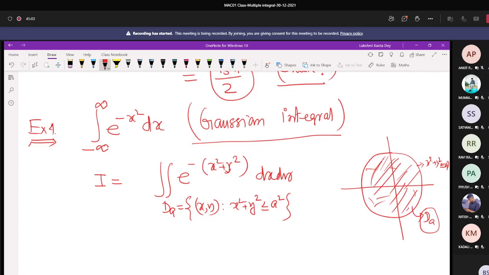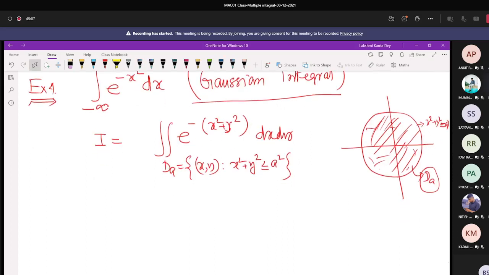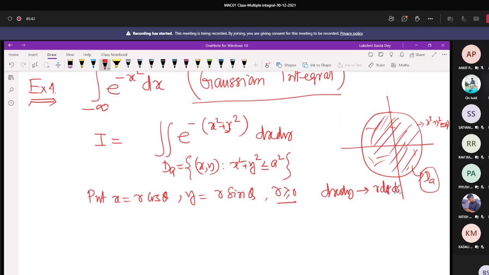The integrand function and the domain of definition suggest we use a change of coordinates, from Cartesian to the polar coordinate system. So put x equal to r cos theta and y equal to r sin theta. In this case, r will be greater than or equal to 0, and dx dy will change to r dr d theta. Theta has the full rotation, 0 to 2 pi, and r is from 0 to a, up to the radius.